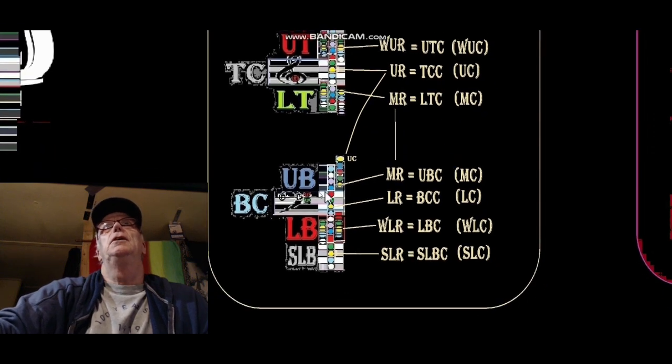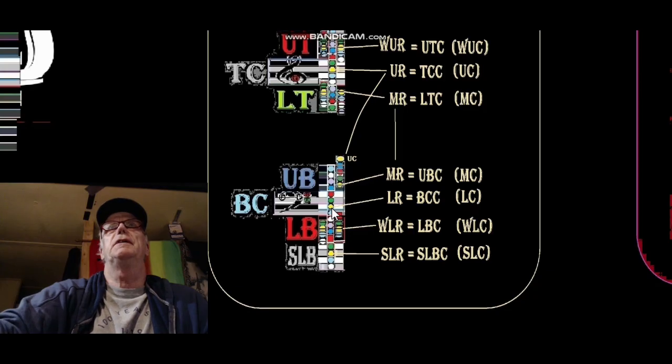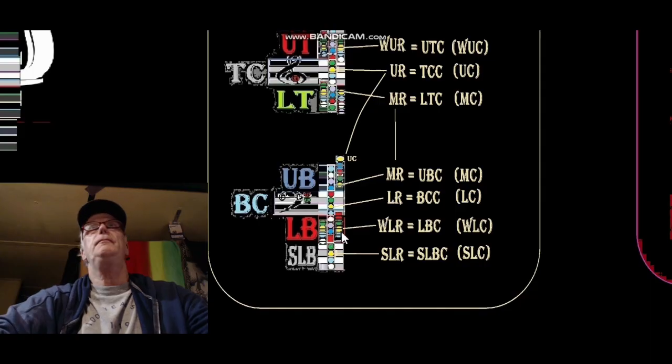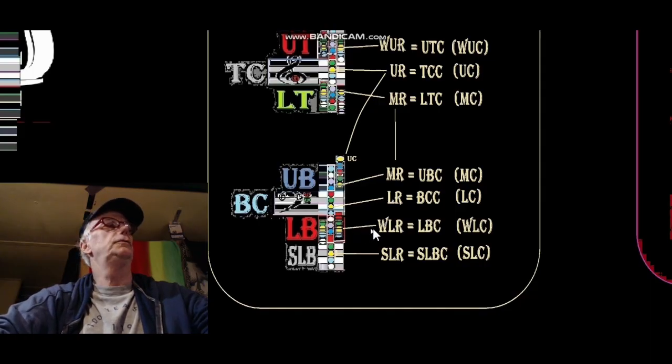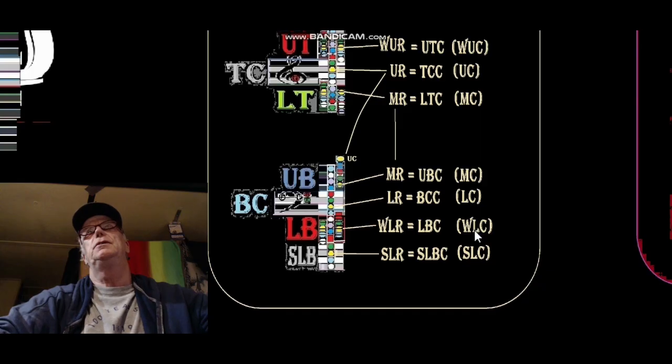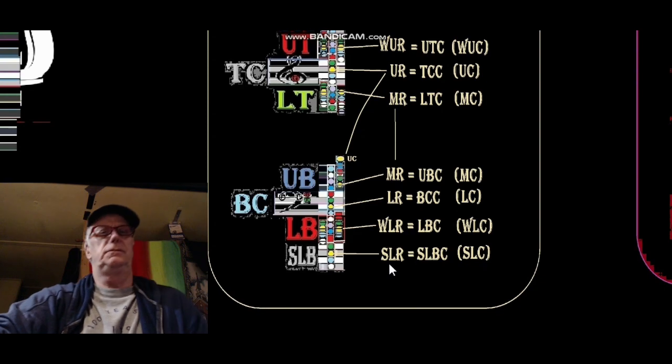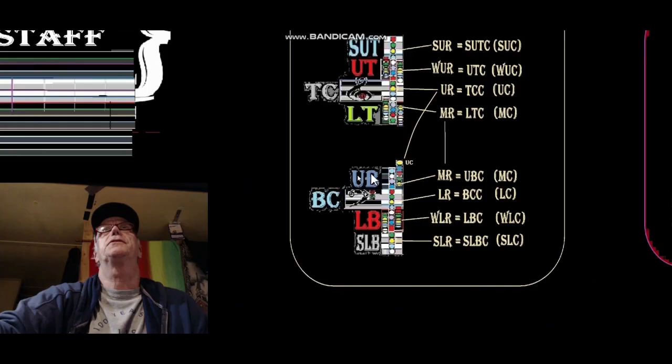Down here, once again, in the upper bass clef, we have middle root, upper bass C, or middle C. Here we have lower root. We have bass clef C or lower C right there in the bass clef. And then we have lower bass, the way low root, lower bass C, way low C, and then super low. I don't even have it on this portable keyboard here. Super low root, and that's what that is.